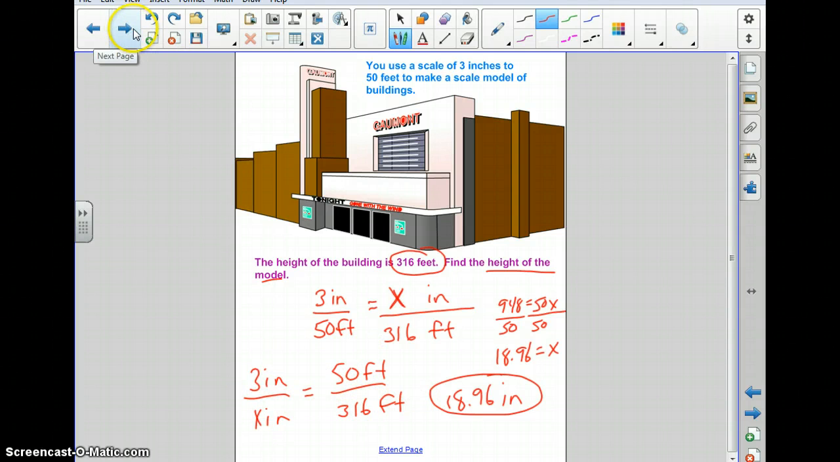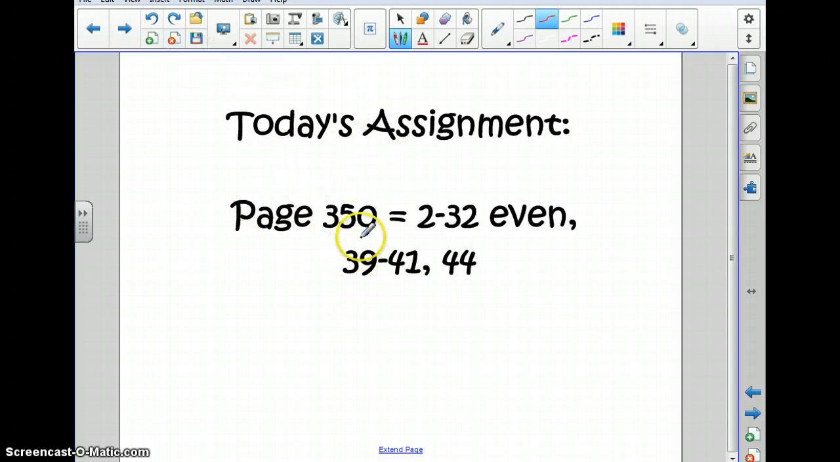Your assignment for today is page 350, 2 through 32 even, 39 through 41, 44, show work if necessary.